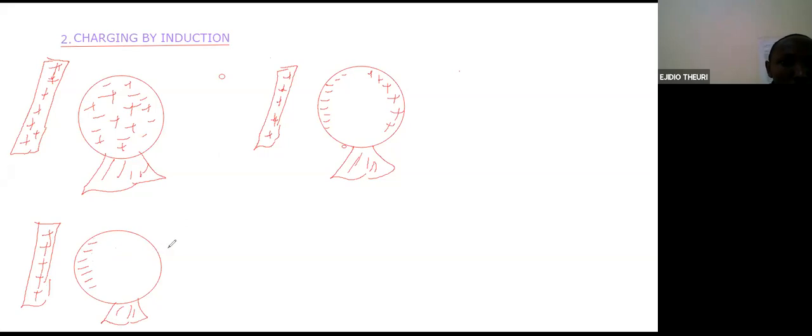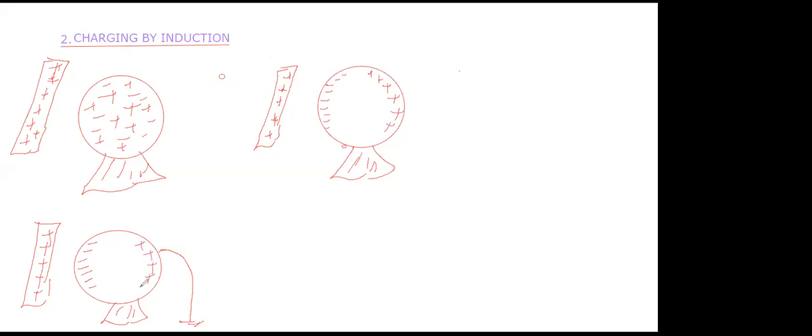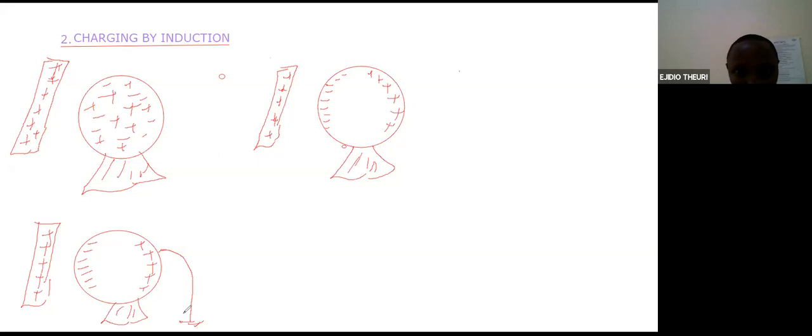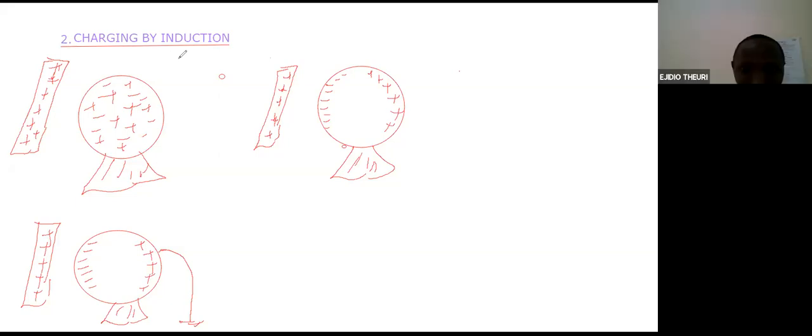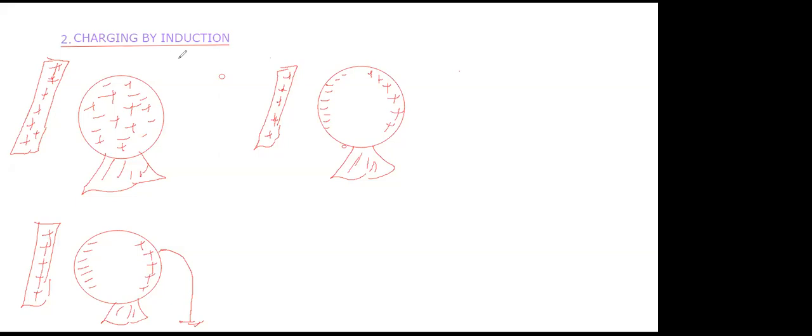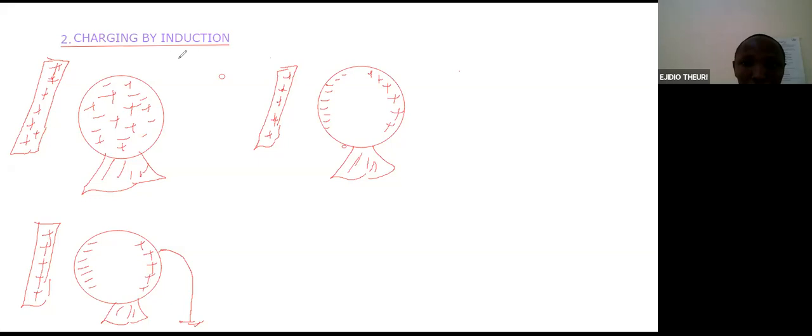Then you add the wire. What will happen when you put another wire here? Initially, we had questions here. What will happen when you put another wire here? The electrons move from a place of low potential to a place of high potential. So the negative electrons will move from the earth and neutralize the positive charges.